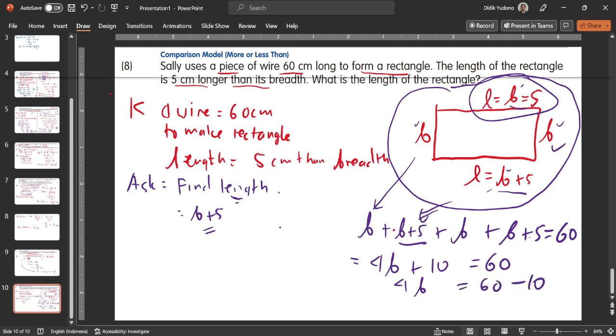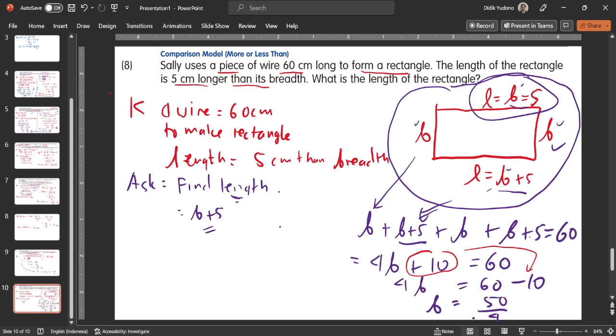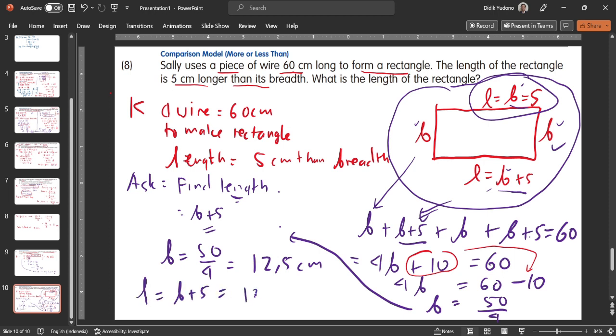4 B's equals 60 minus 10. Remember, positive 10 becomes minus when we move it to the right. So B equals 50 over 4, because 60 minus 10 is 50, divided by 4. The result is 12.5 centimeters. That's B. But remember, length equals B plus 5, which is 12.5 plus 5. So the length is 17.5 centimeters.